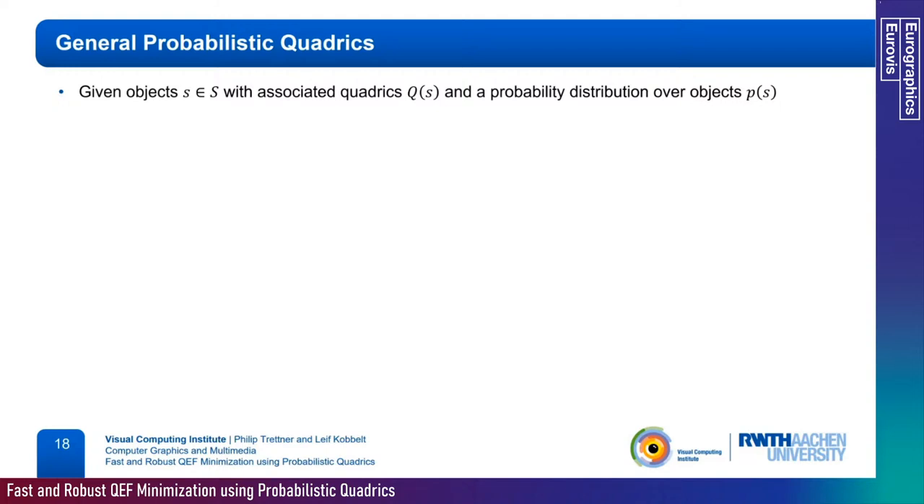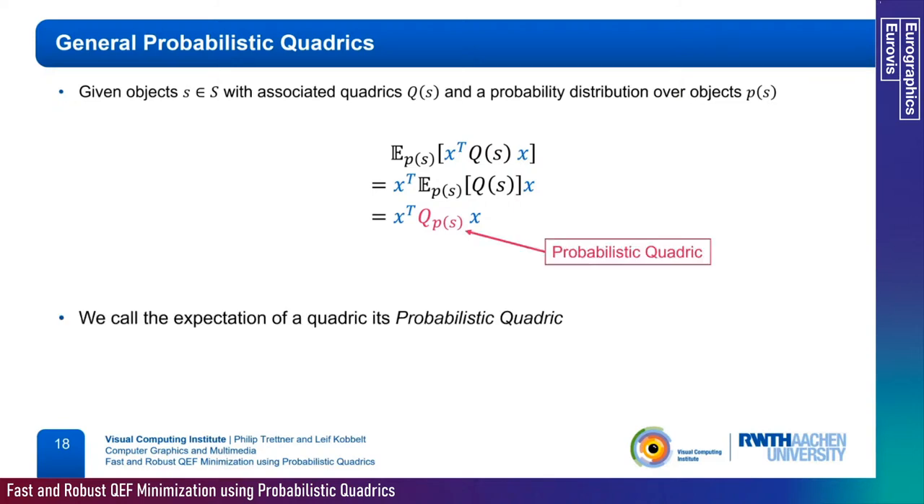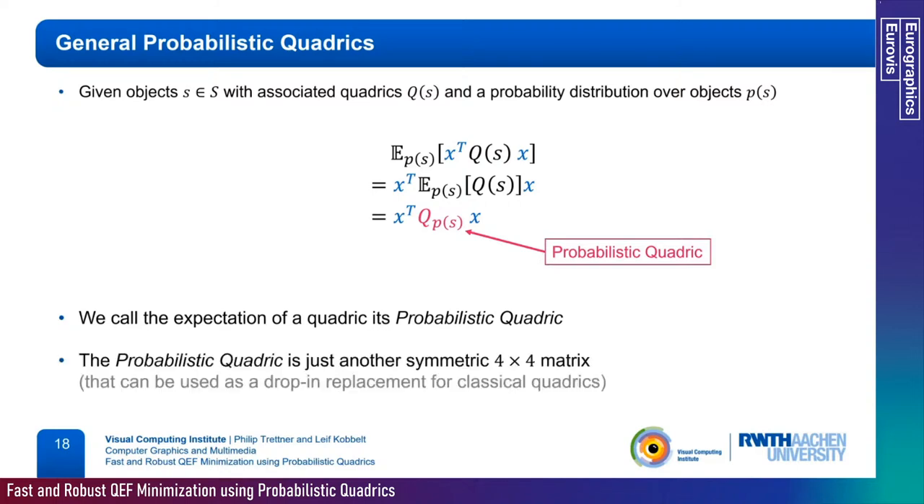In general, if you want to construct probabilistic quadrics for any kind of quadric and input distribution, it is actually not that hard to do. Given some set of objects that you have quadrics for, and a distribution over these objects, it turns out that the expected value over the quadratic distances is the same as the quadratic distance over the expected quadric. This expectation over a quadric is what we call the probabilistic quadric, and this is just another 4x4 matrix, so you can use it wherever you use a quadric in your current application. The main difficulty here is deriving closed-form formulas, but you can also use, for example, Monte Carlo integration techniques to construct the probabilistic quadric in a Monte Carlo fashion.